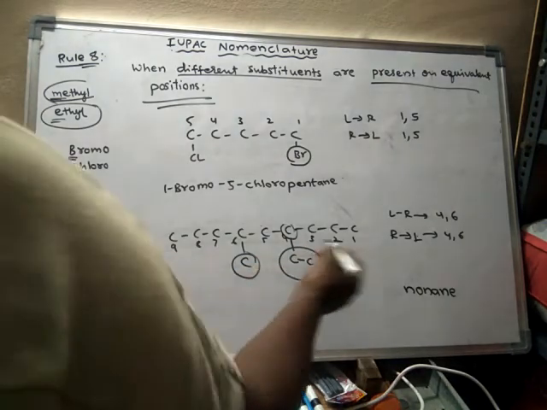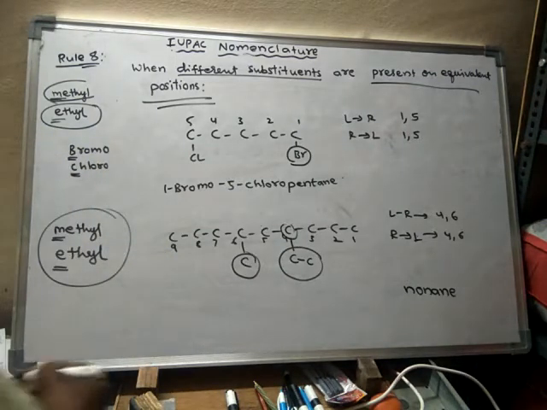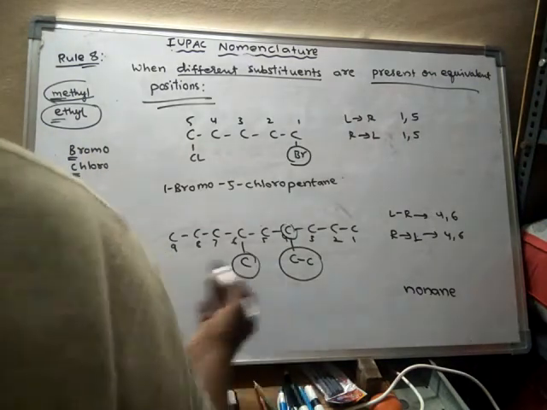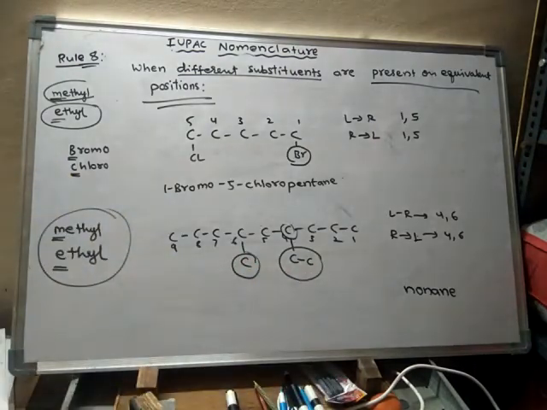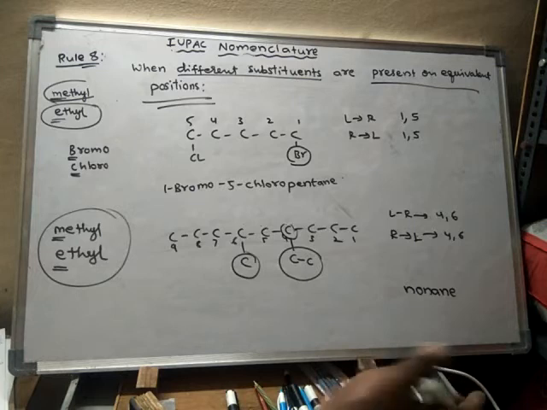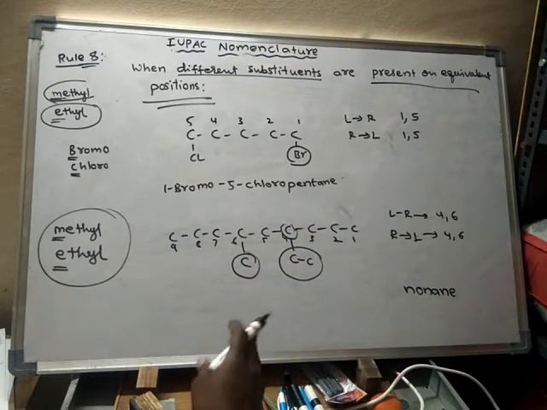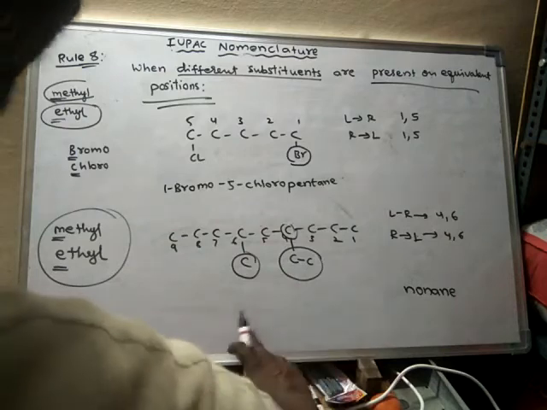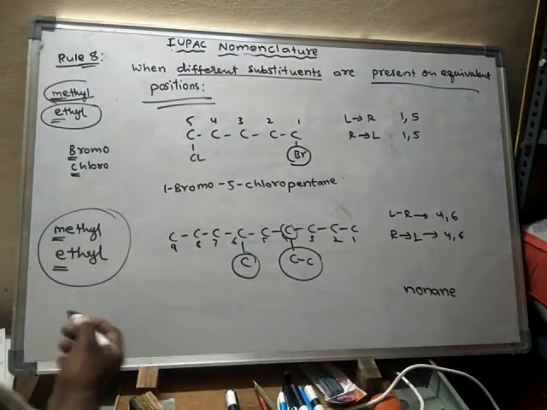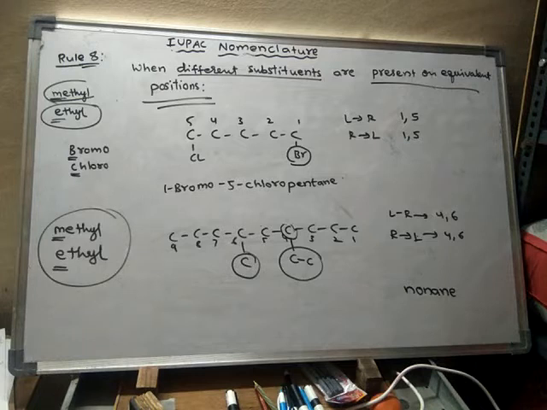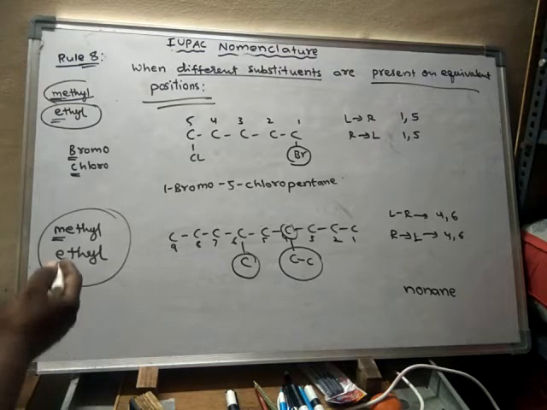So now we have to write the name of the compound. After this numbering is done, we have to see which group should be written first in the name of the compound. Again, the same alphabetical order we have to follow. Always remember that while writing the name of the substituents in the name of the compound, we have to follow the alphabetical order only. That is a fixed thing. So ethyl should be written first.